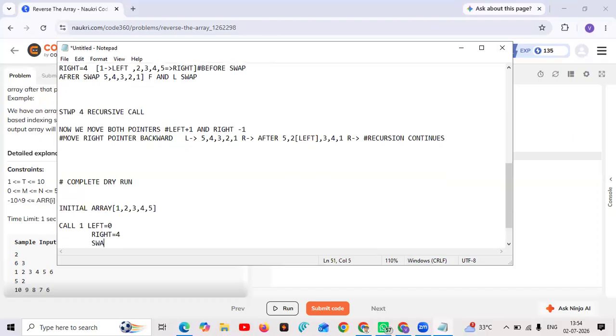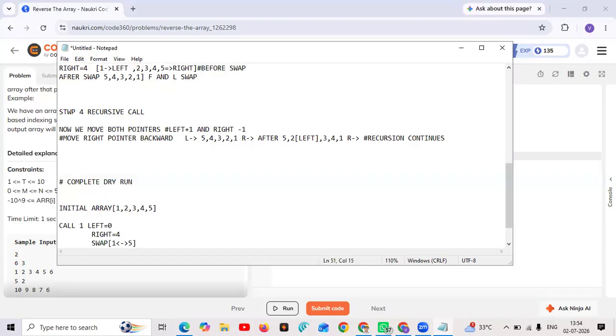Then swap, then swap. Then we have to swap. So one will get swapped. Call one, left is one. I'm starting from the very first part, where left is 0 and right is 4. Again, pointers are at the first and the last steps. Okay, no problem. So one would get swapped with 5.